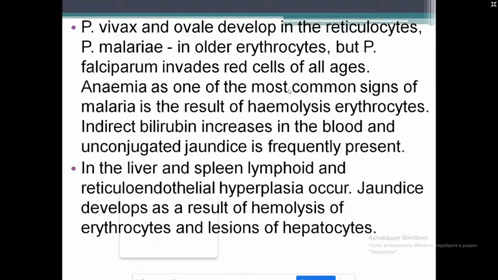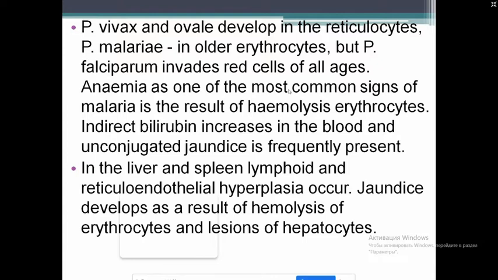Plasmodium vivax and ovale develop in the reticulocytes. It's young erythrocytes, dear students, you know. Plasmodium malariae in older erythrocytes, but Plasmodium falciparum invades red cells of all ages. Anemia is one of the most common signs of malaria, a result of hemolysis of erythrocytes.